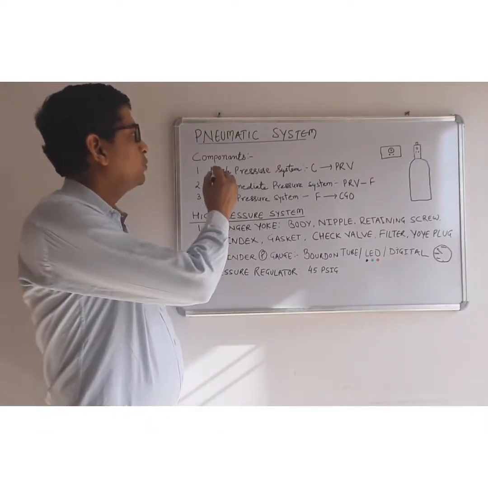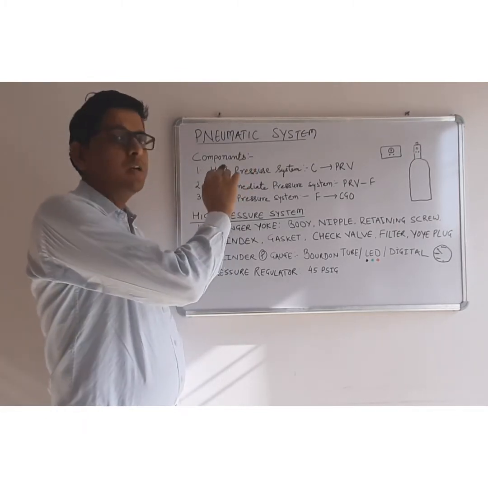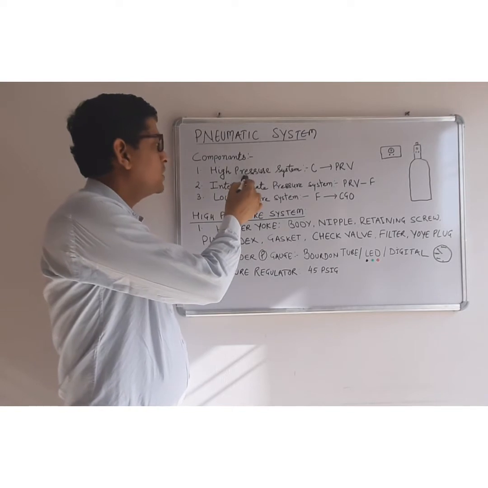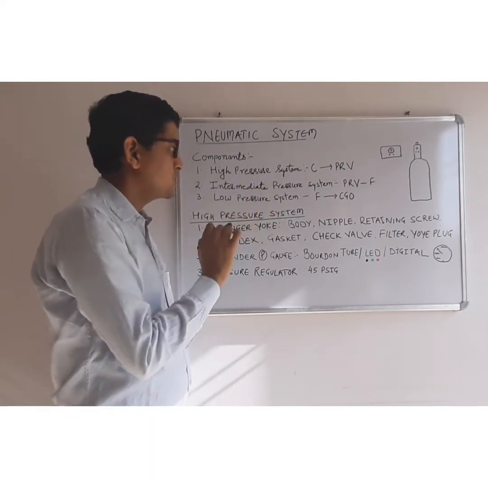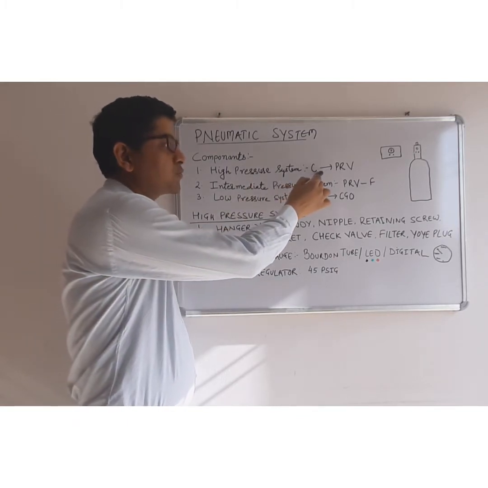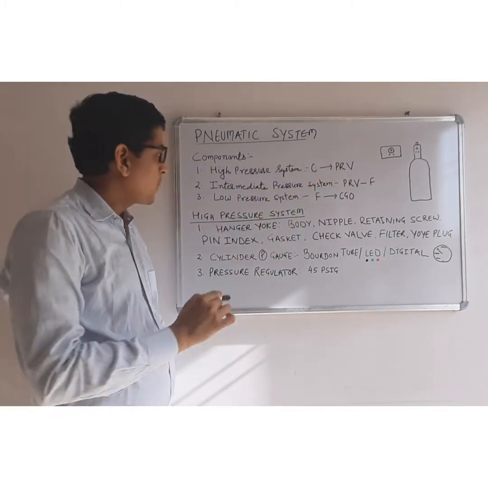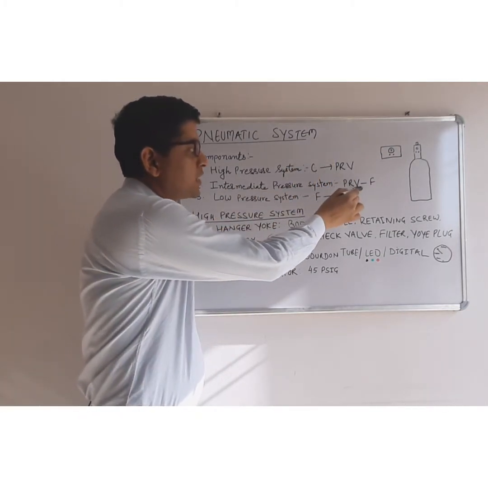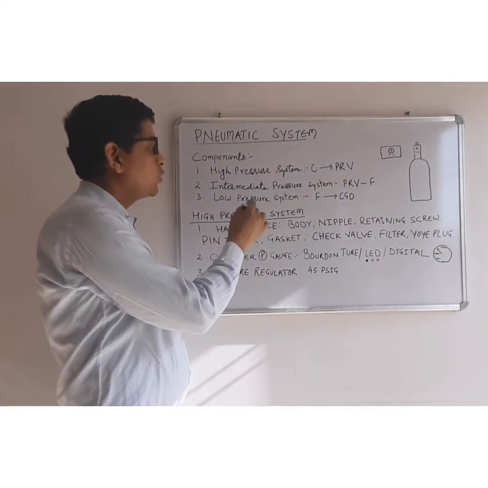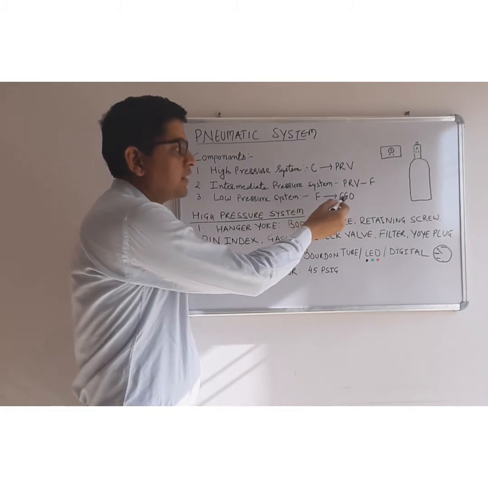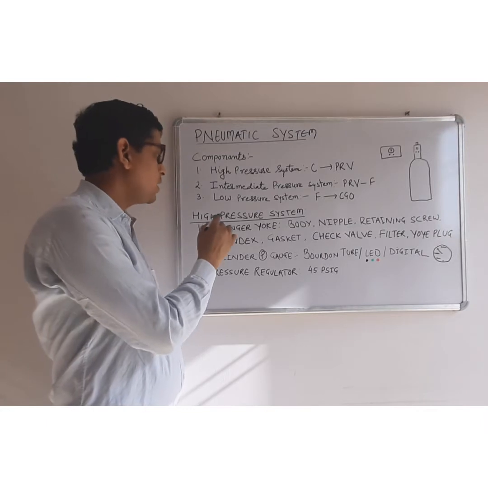Coming on the pneumatic system of the machine. So pneumatic system of the machine consists of mainly three components. One is high pressure system, second is intermediate pressure system, and third is low pressure system. High pressure system starts from cylinder and it ends at pressure reducing valve, while the intermediate pressure system starts from pressure reducing valve to end at flow meters, and the low pressure system starts from flow meters and it ends at common gas outlet.